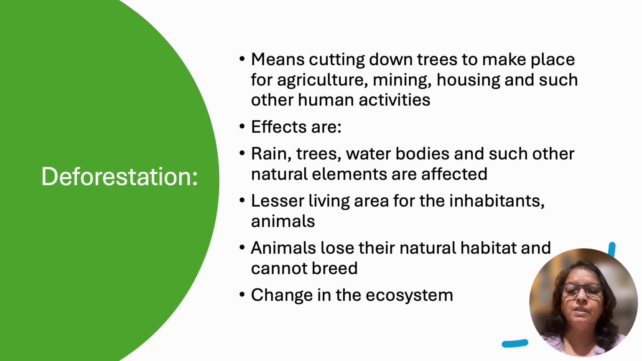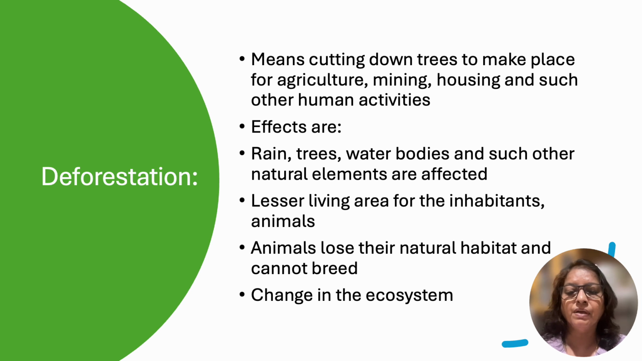Deforestation. Deforestation means cutting down trees to make place for agriculture, mining, housing, and such other human development activities. What happens? The effects are on rain. Rain is dependent on trees naturally, so rain suffers. Trees get cut down. Water bodies are affected. Water bodies are becoming smaller and smaller, because people use the surroundings of the water bodies for other purposes. All such natural elements are affected.